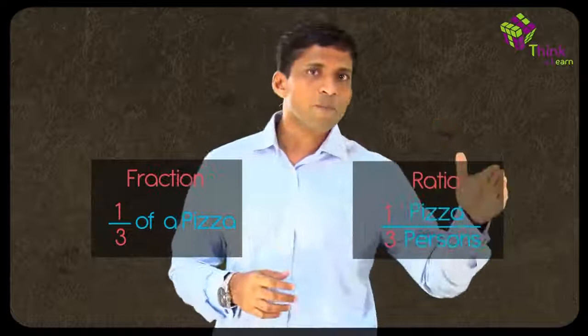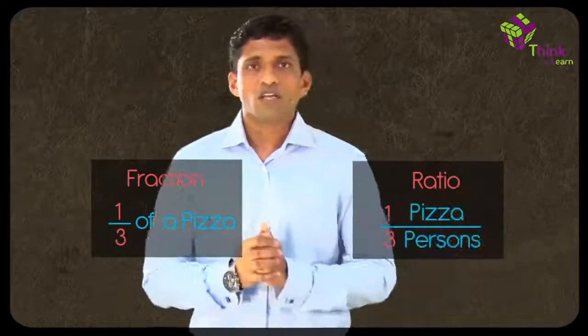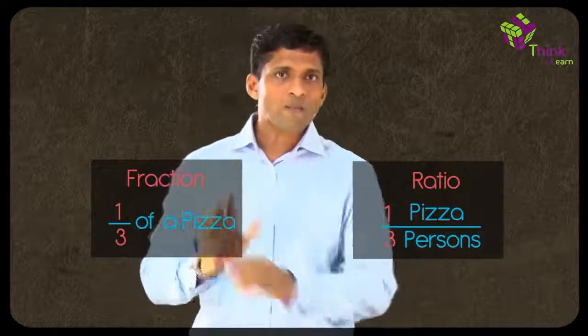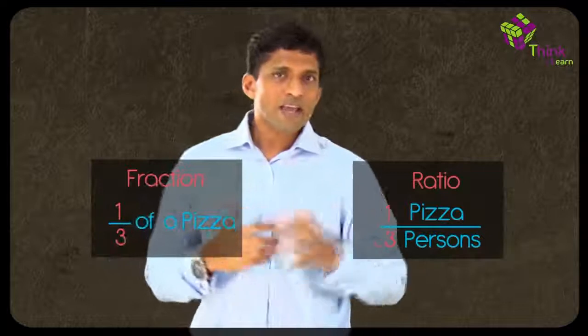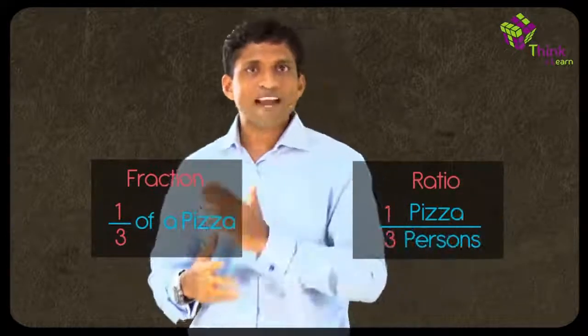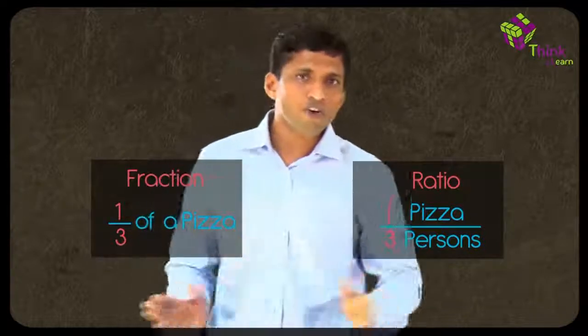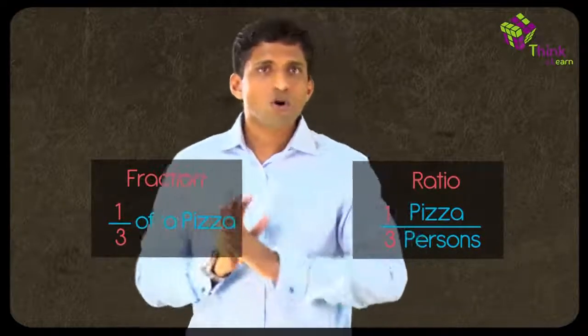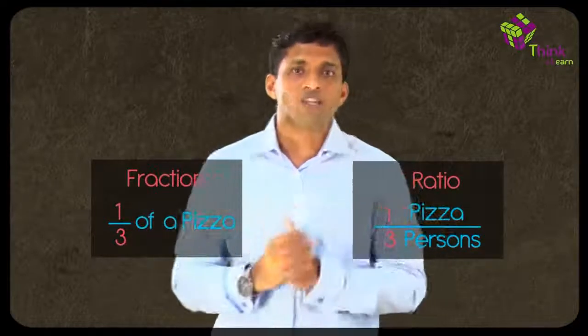Here it's 1 pizza to 3 persons. So these are two different things. But finally, if you just look at numbers, this is also 1 by 3, this is also 1 by 3. That is why a ratio is actually a fraction. Mathematically, a ratio is nothing but a fraction. All of you know fractions very well. So all of you know ratio also very well. Just that we need to connect and learn like this.